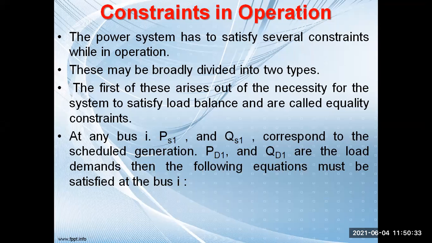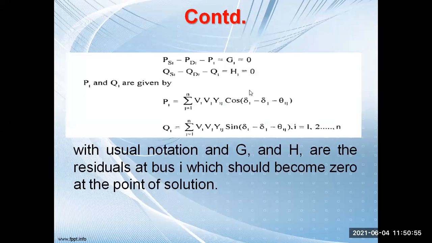PSi is the active power generation of the generator, and QSi is the reactive power generation of the generator. PDi is the total active power load of that particular connected bus, and QDi is the reactive power load of that bus. So the load balance equation is PSi minus PDi minus Pi equal to Gi equal to 0, and QSi minus QDi minus Qi equal to Hi equal to 0. Now, what is this? Let us understand this very clearly.